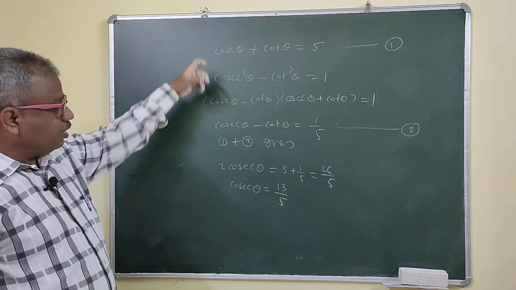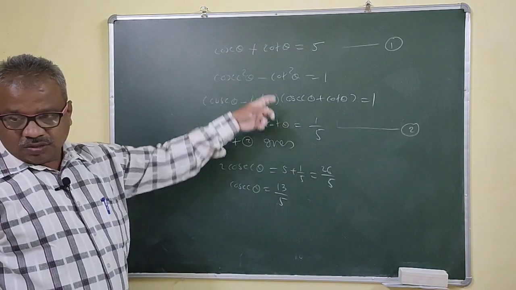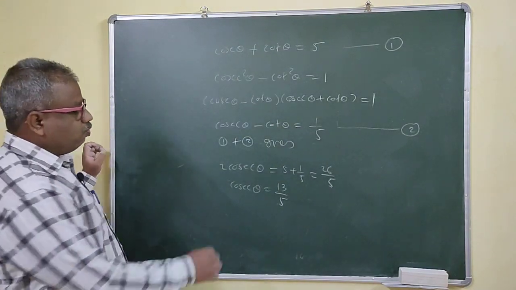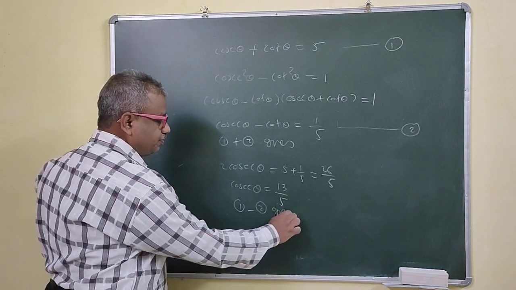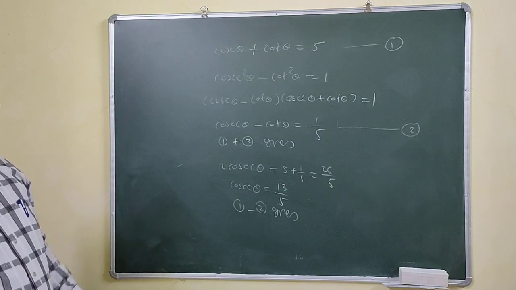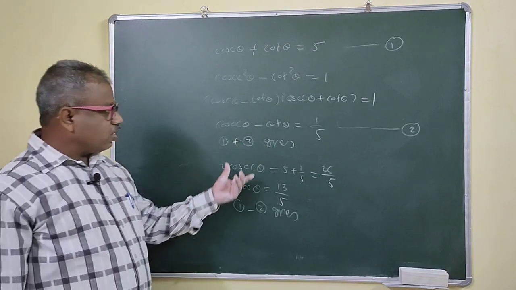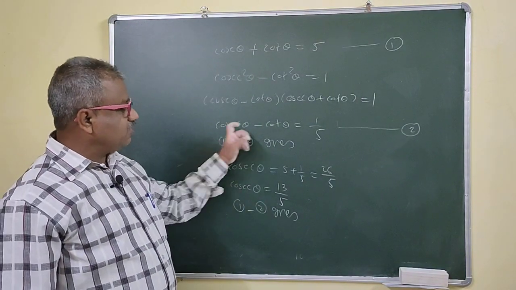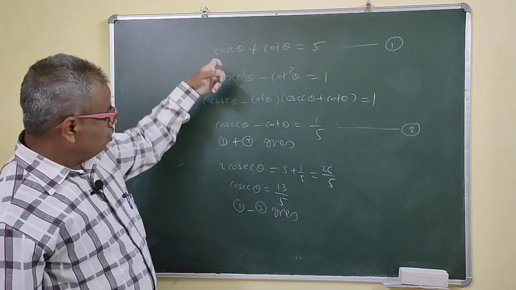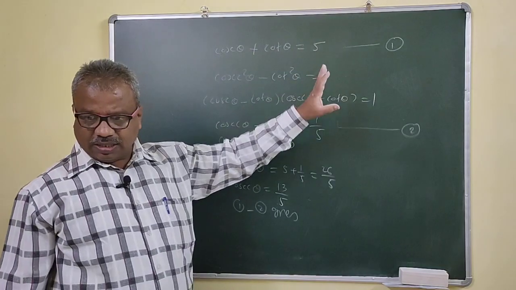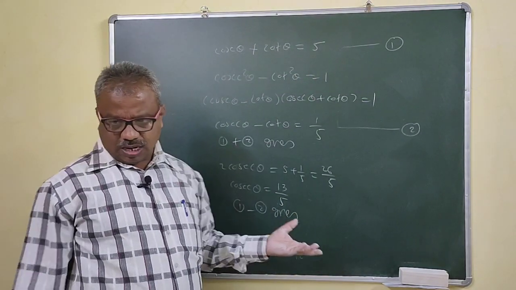What will we do now? We will take the minus sign, so we will do 1 minus 2. If you are not able to find this one, just put the value of cosec theta here, then cot theta is 5 minus that value. Anyway, you can do this either way, right?